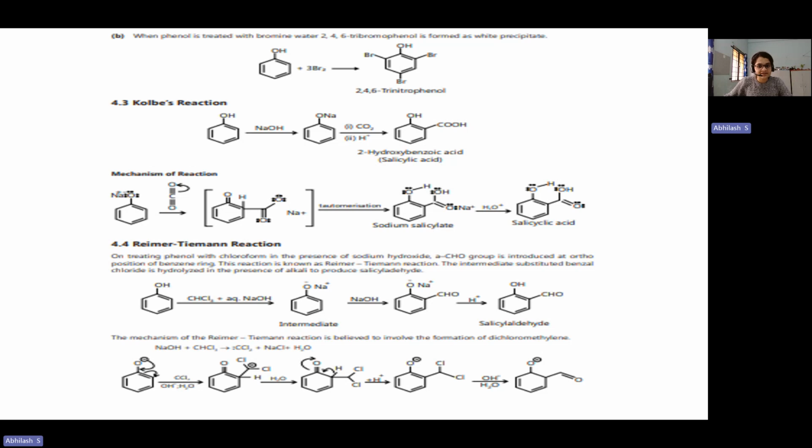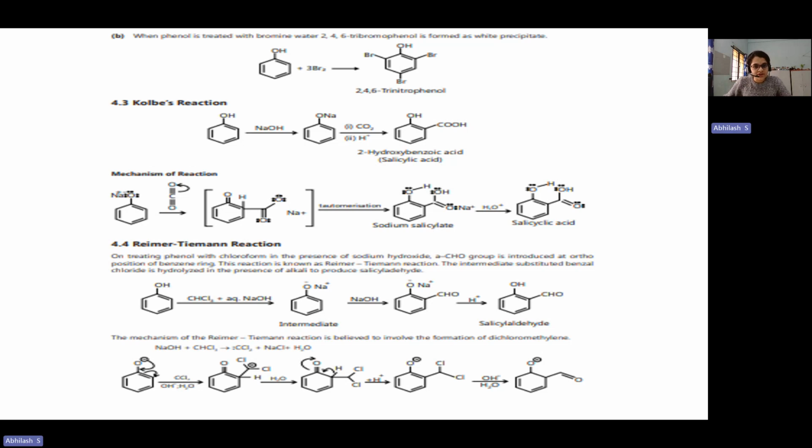As I said before, there is a formation of ortho, para, ortho, like the two ortho positions are also substituted by bromine and the one para position is also substituted by the bromine electrophile, because this bromine electrophile is a strong electrophile, so the formation of 2, 4, 6 tribromophenol takes place when phenol reacts with bromine water.